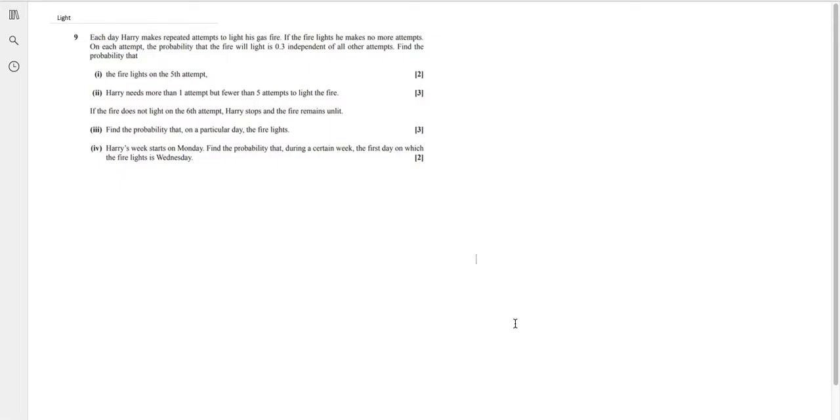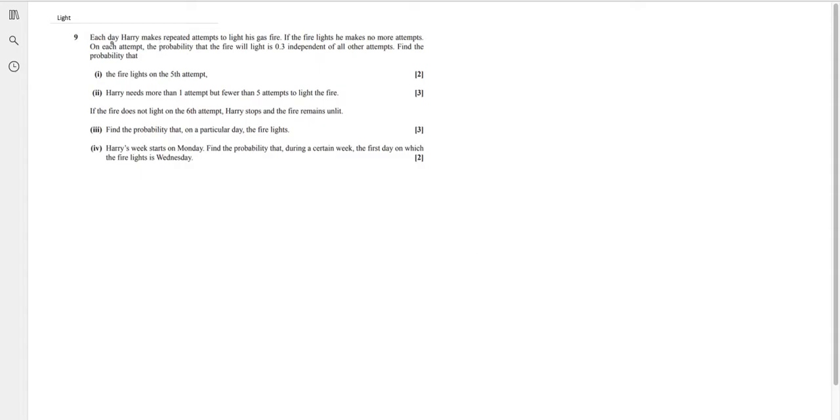Harry makes repeated attempts to light his gas fire. If the fire lights, he makes no further attempt. On each attempt, the probability that the fire will light is 0.3, independent of all other attempts. Find the probability that the fire lights on the fifth attempt.